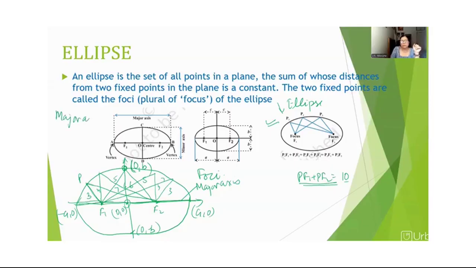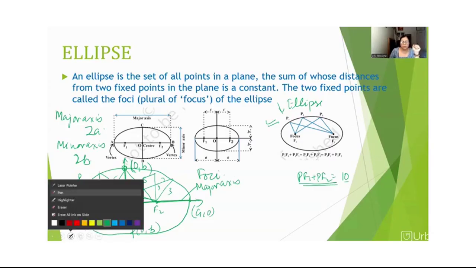So this major axis is 2A, right? And the minor axis, the length of minor axis is B here and B here. That is 2B, right? So these are the lengths of the axis here. Now what we have to learn here is, what is the equation?